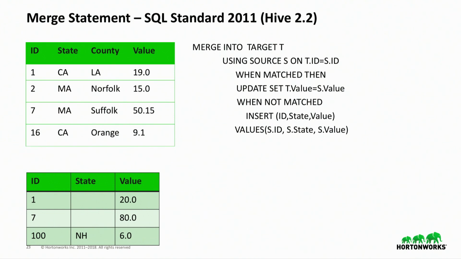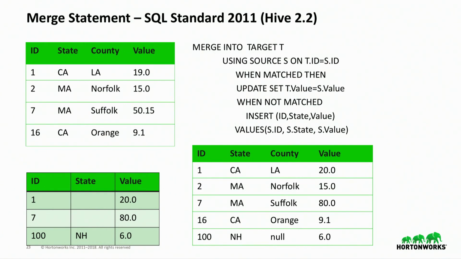The advantage of this is that you can apply all the changes in the staging table in one statement, and consequently in one transaction in Hive. If you didn't have this, in this trivial example, you'd have to have two updates and one insert, which not only would be slower, but it wouldn't be atomic either.